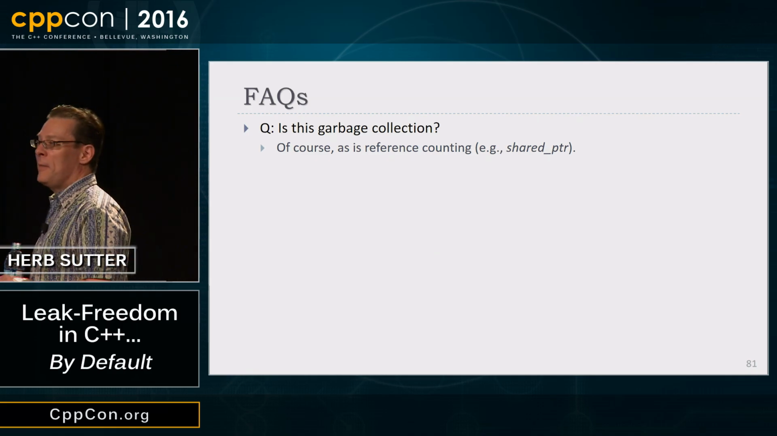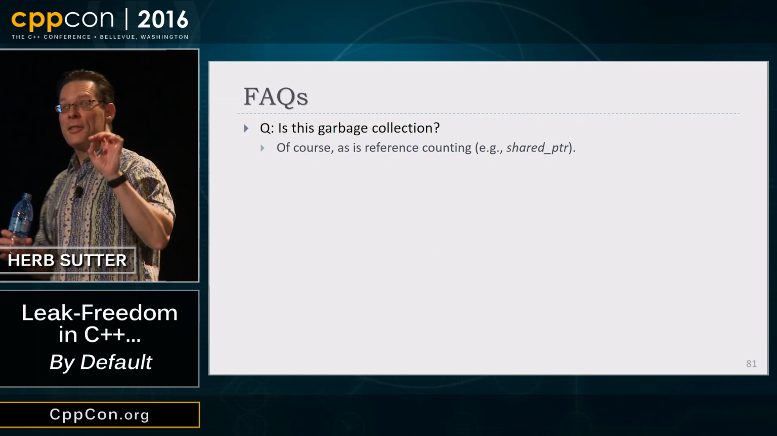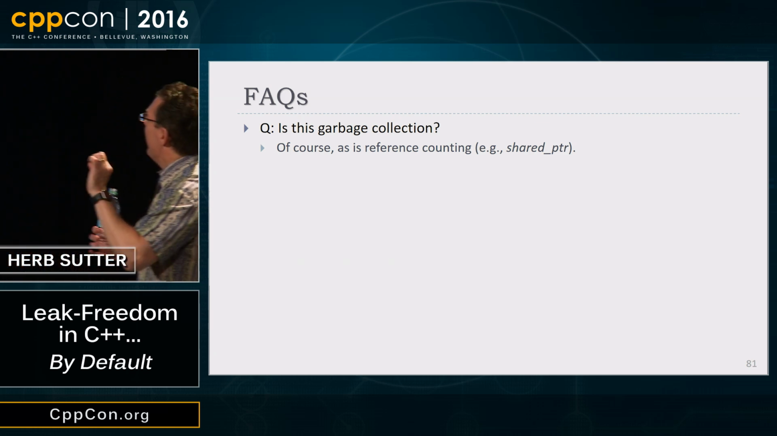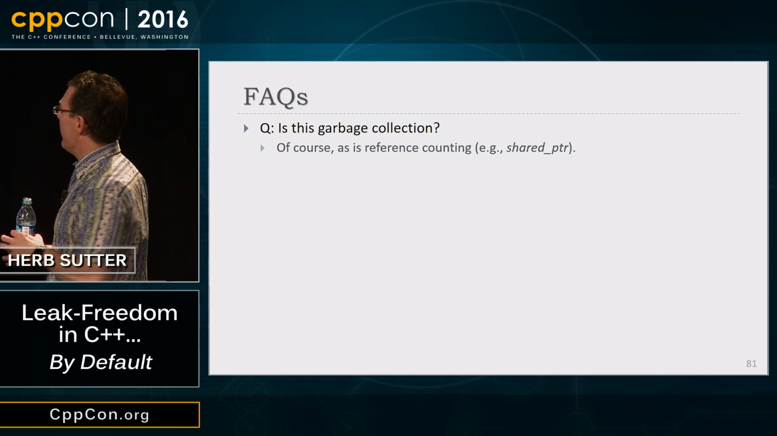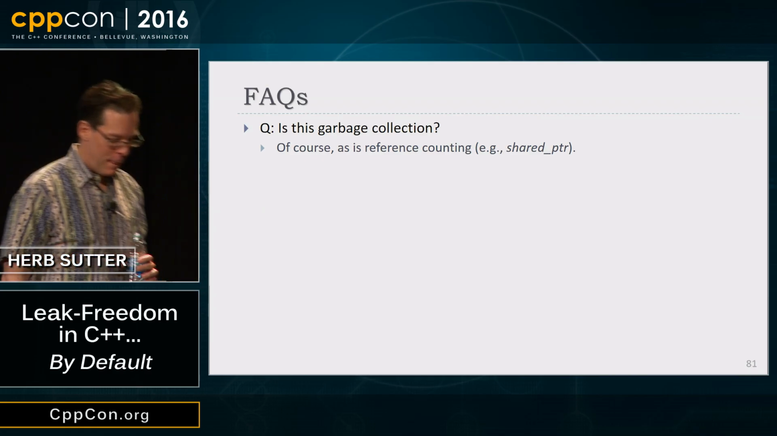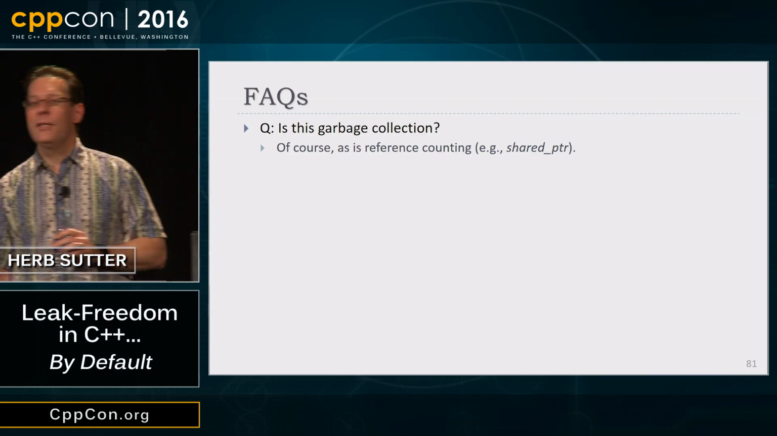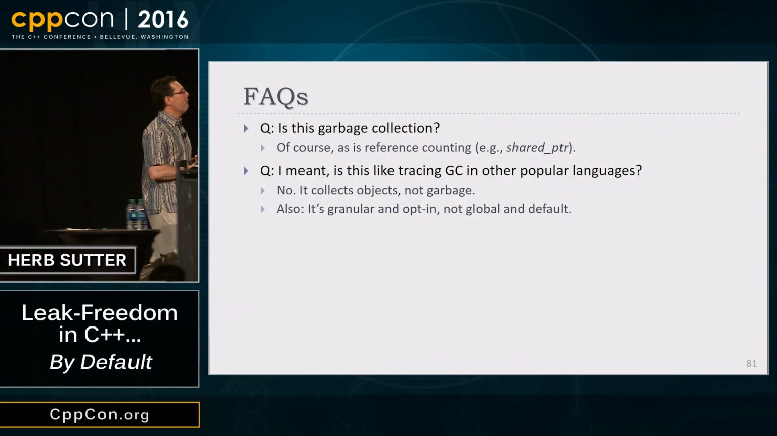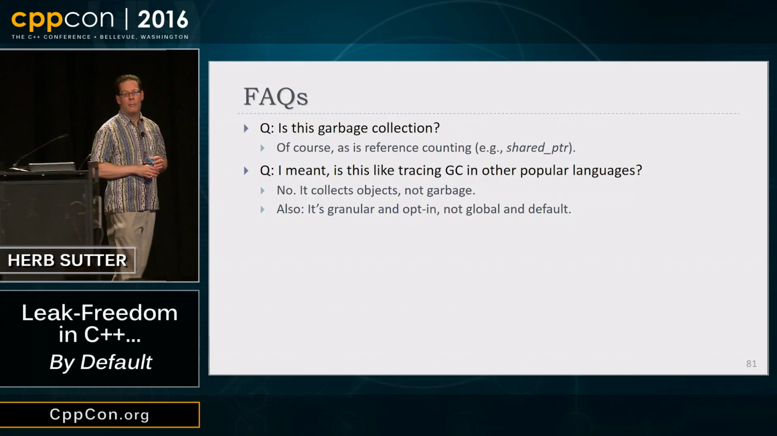So on the GCPP page, which is, notice, spelled GCPP, the first frequently asked question is, is this garbage collection? And the answer is, of course, so is reference counting. The second frequently asked question is, you know what I meant, is this like tracing GC in other languages? It's like, no, it collects objects, not garbage.